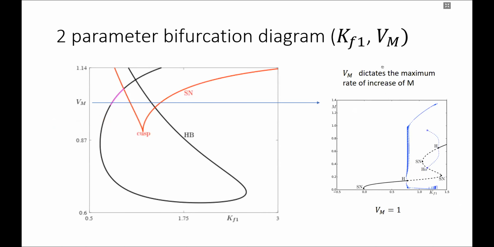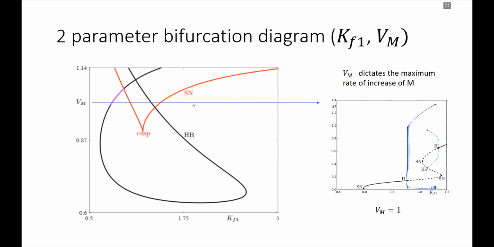Also, VM is another important parameter because it dictates the maximum rate of increase of M. And we want to see how the regime of the system is affected when we covary two parameters at the same time. And this is the two-parameter bifurcation diagram. So the black line corresponds to families of Hopf bifurcations. The red line corresponds to families of saddle node bifurcations.